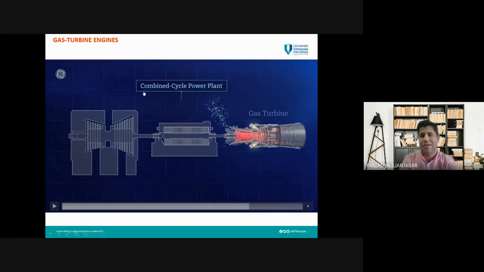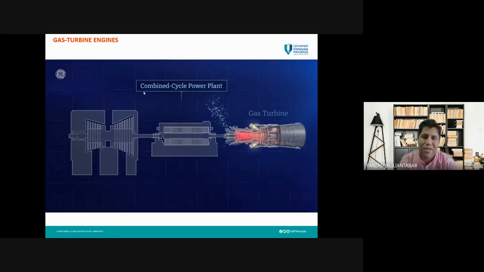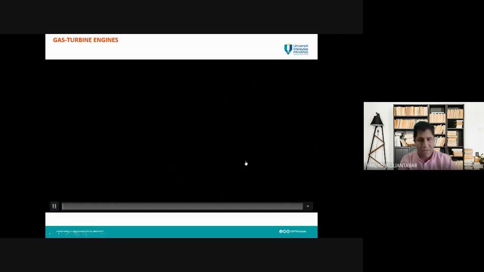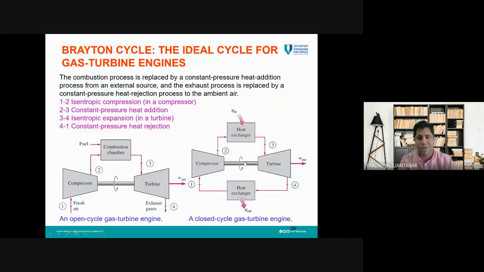In the next chapter, I will introduce you to the vapor power cycle. We will again come back to this cycle to see how we can have a combined cycle power plant, which is the topic for the next chapter when I introduce you to the vapor power cycle. So the gas turbine engine has these components: a compressor, a turbine, and also we can say a combustion chamber.